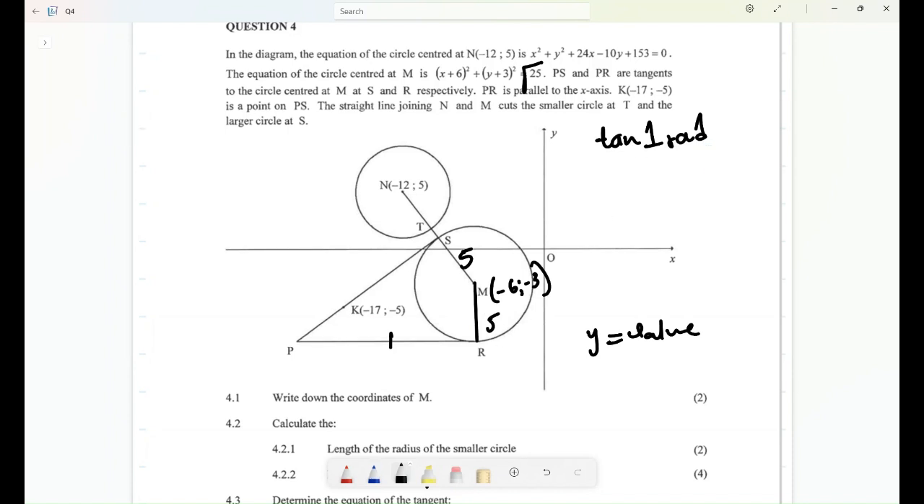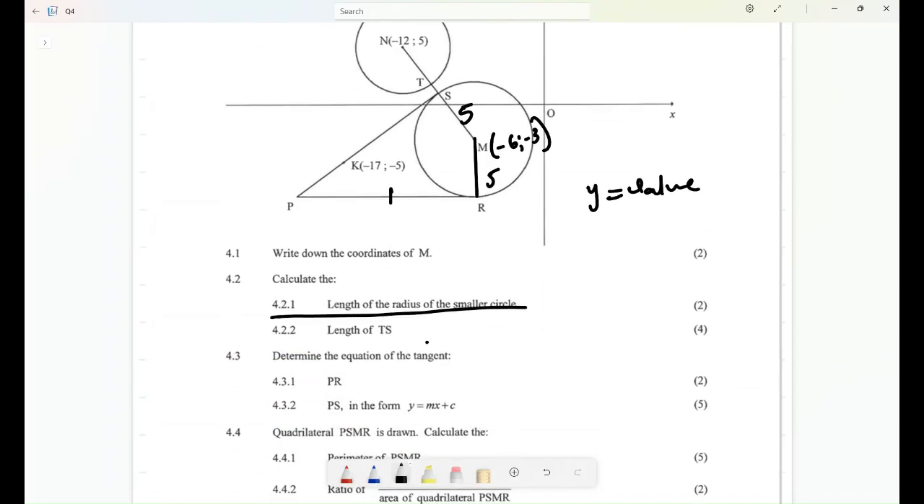Okay. Now, let's just answer the question. Calculate the coordinates of M. Coordinates of M are just -6 and -3. They did not say calculate, they said write down. So just write down x and y, all right, with the correct signs, negative, negative.